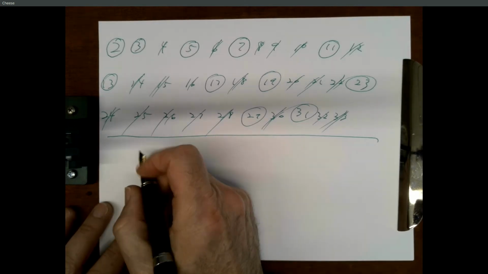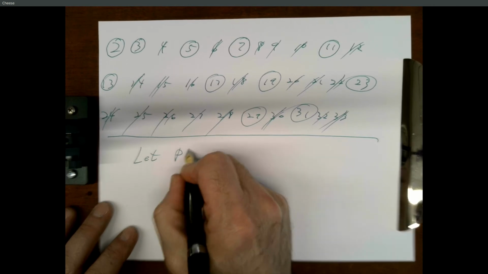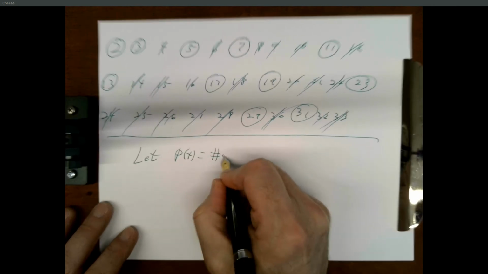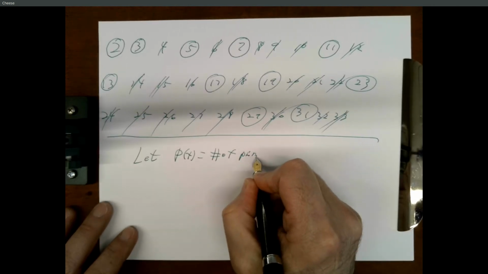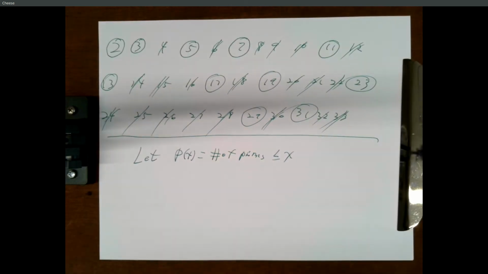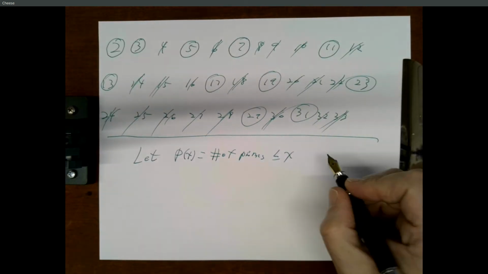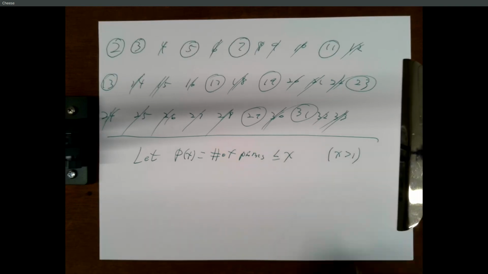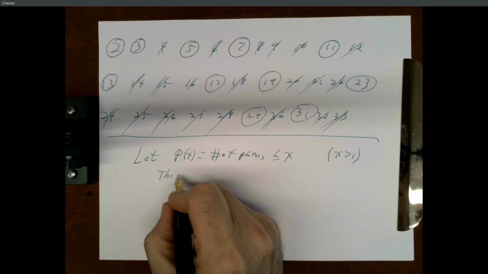So let's make a function. Let p of x equal the number of primes less than or equal to x. And this is for x, say, bigger than 1. So people have studied this function. How many primes are there less than or equal to some number x? And there's this thing called the prime number theorem.